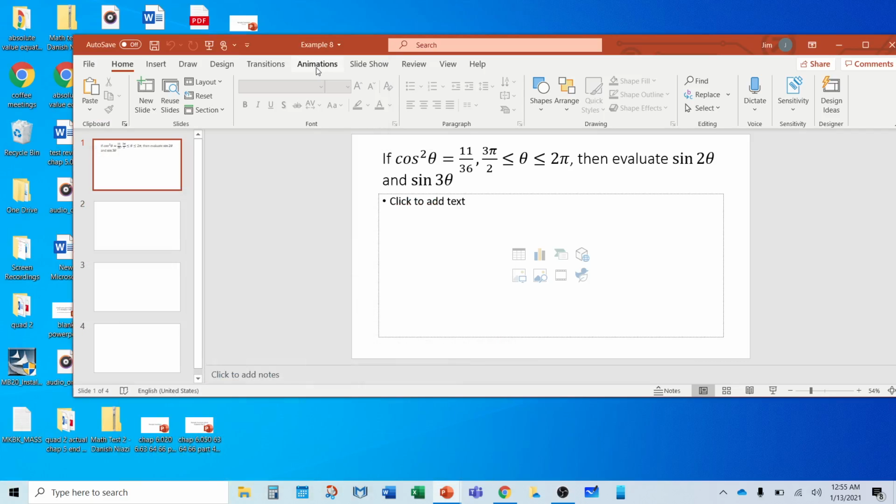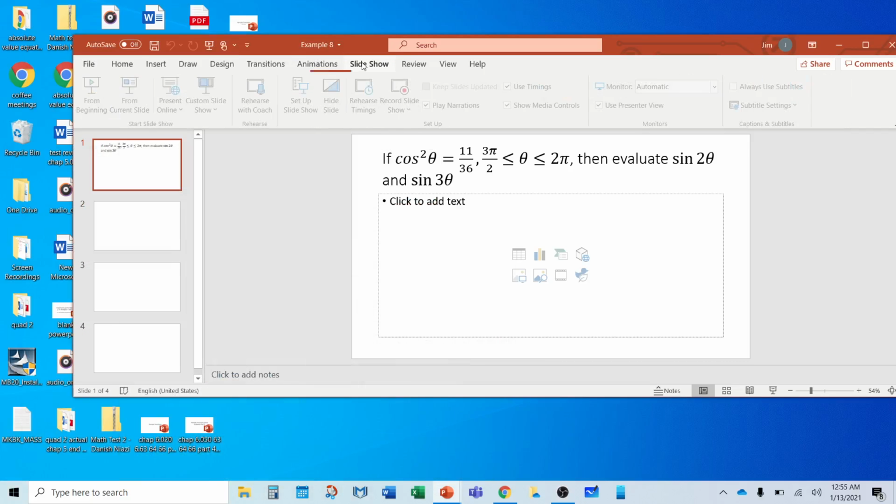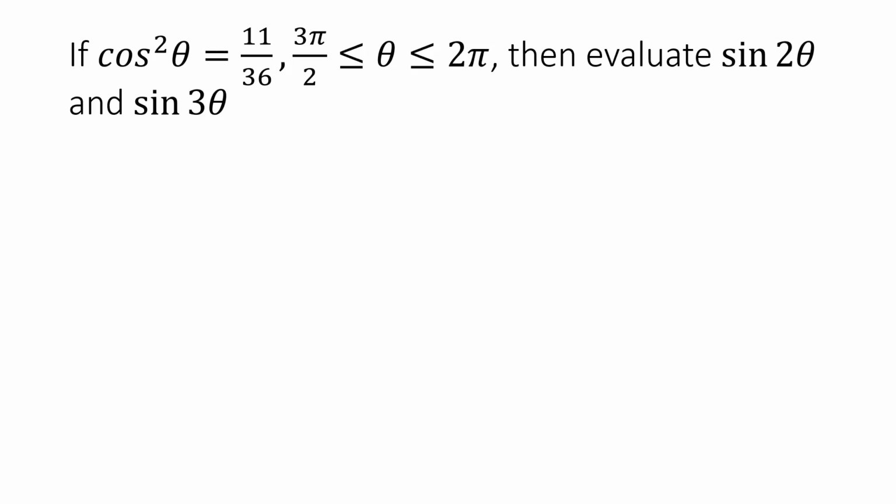In this question, we're given certain information about cos squared theta, and we're asked to determine the value of sine 2 theta and the value of sine 3 theta. Well, cos squared theta equals 11 over 36. We know that sine squared theta always equals 1 minus cos squared theta. So that's like saying 1 minus 11 over 36. That's 36 over 36 minus 11 over 36, which is 25 over 36. So sine squared theta is equal to 25 over 36.